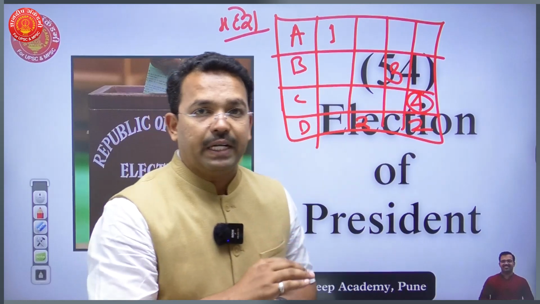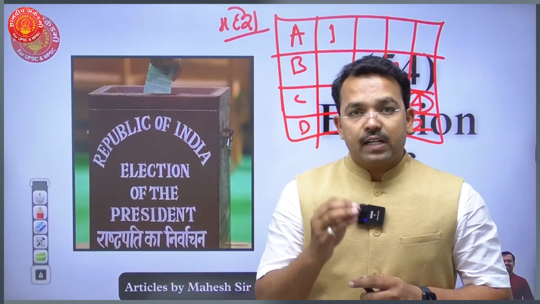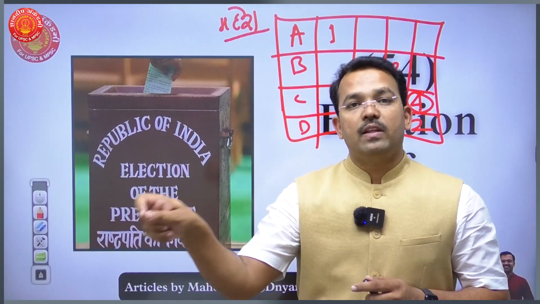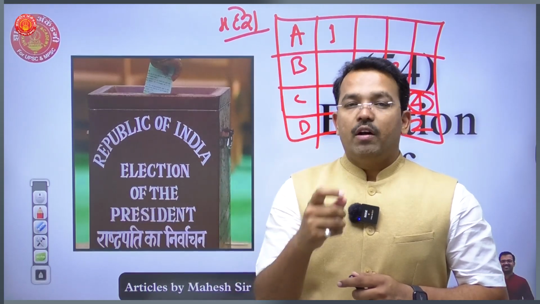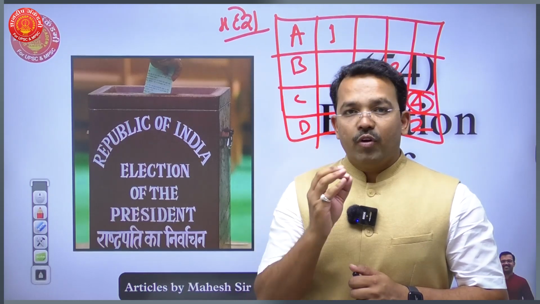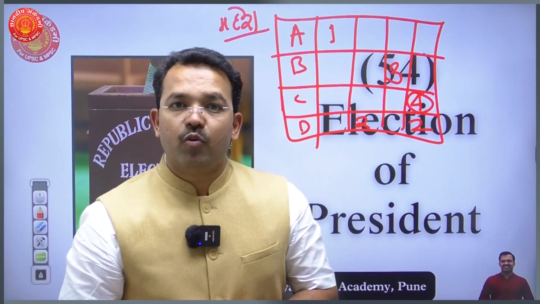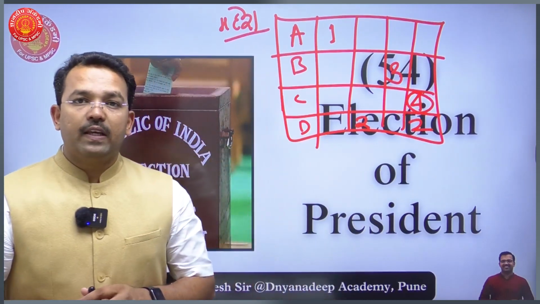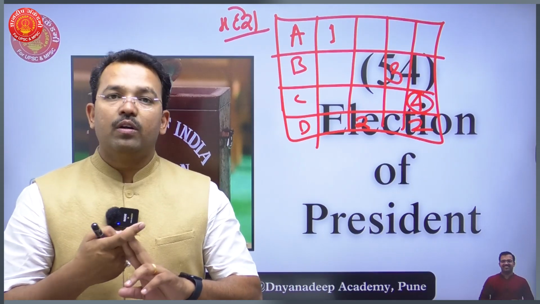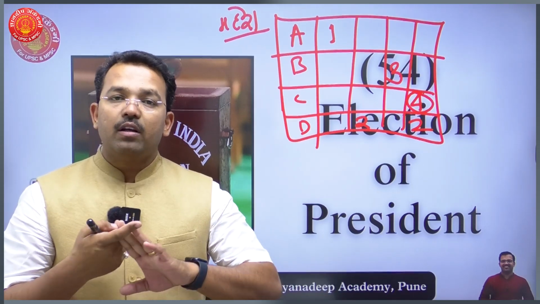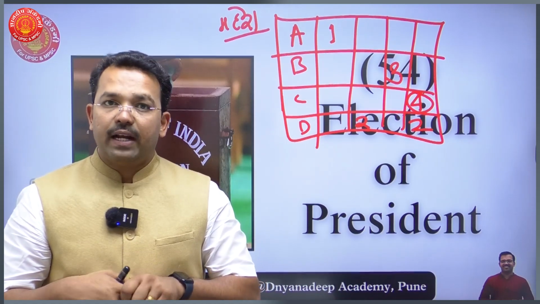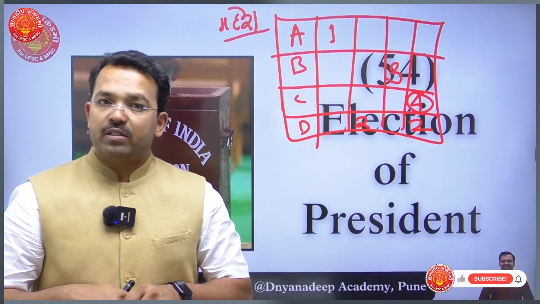I have taken a completely separate video on the single transferable vote system. Just search on the internet for single transferable vote system by Mahesh Shinde sir. You will get that entire video, just 12 to 13 minutes, where you will get a complete idea of the meaning of the single transferable vote system. So what we have seen here: first, presidential elections are indirect elections. Second, based on proportional representation. Third, single transferable vote system. And most importantly, the Anti-Defection Act is not applicable to the presidential election.